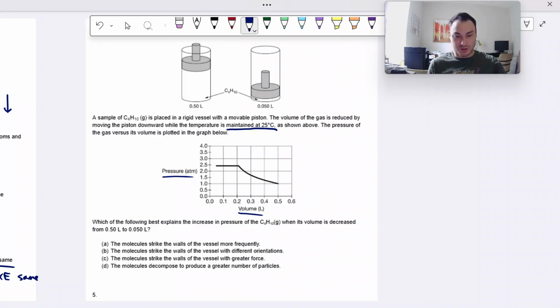This is not showing how pressure changes versus time. All we're saying is that when the volume lowers, when we lower that piston volume, when we move to the left, that pressure goes up. So why is that? It's because the molecules are striking the vessel more frequently. A. They're not striking the vessel with a greater force. C is a tempting one to choose, but since the temperature is the same, that means the kinetic energy is the same. So they're not hitting the walls any harder, they're just hitting the walls more frequently since the volume is way smaller.